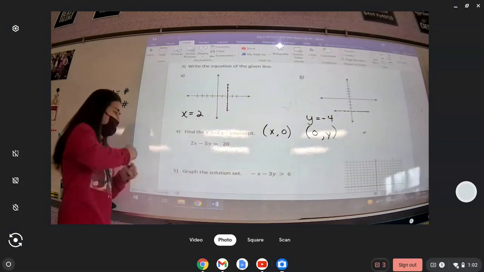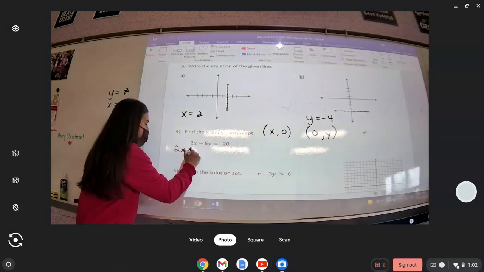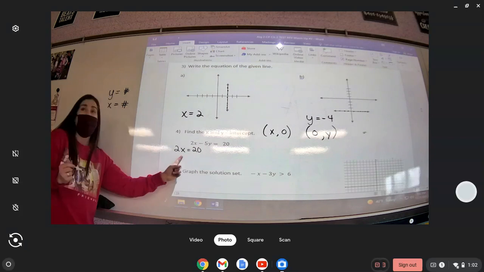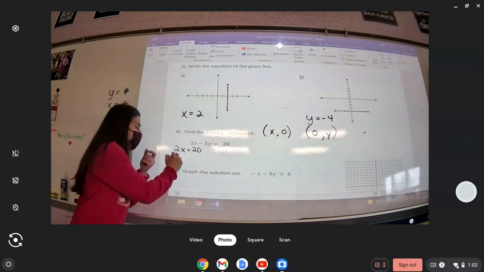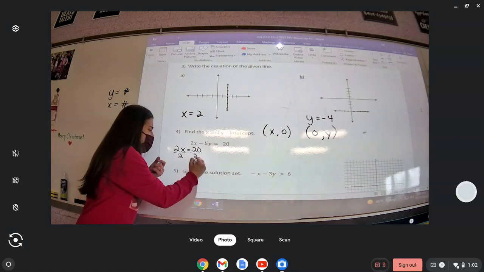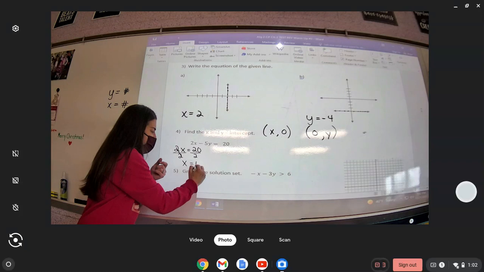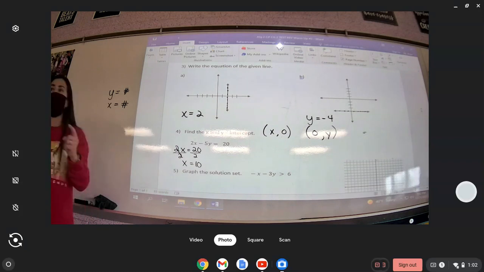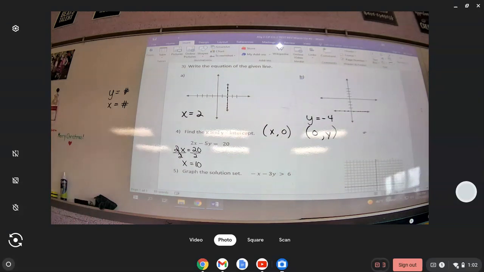2x equals 20 is left. So now we solve that, and then that'll be our x-intercept. So divide both sides by 2, and you get 10. So 10 is your x-intercept. And they just have you type it in the answer box. They don't even make you write it as an ordered pair, 10, 0.